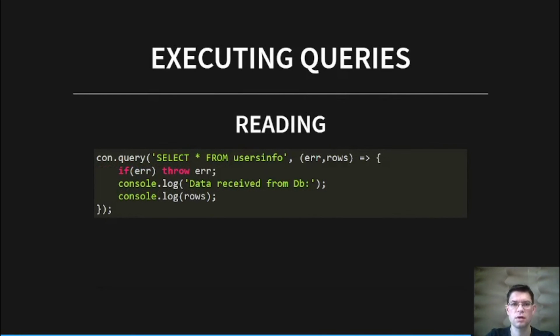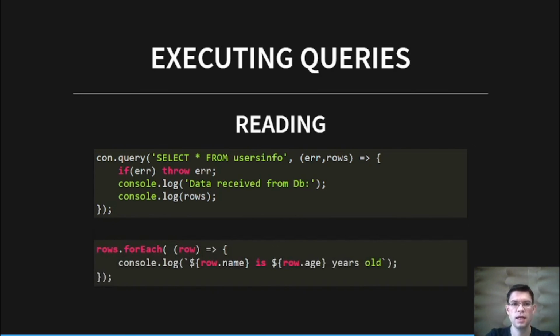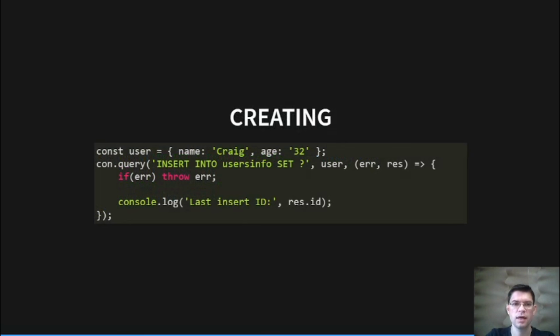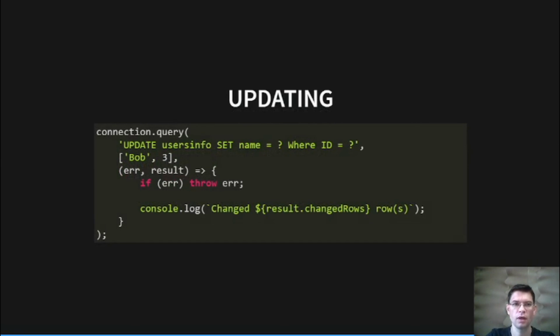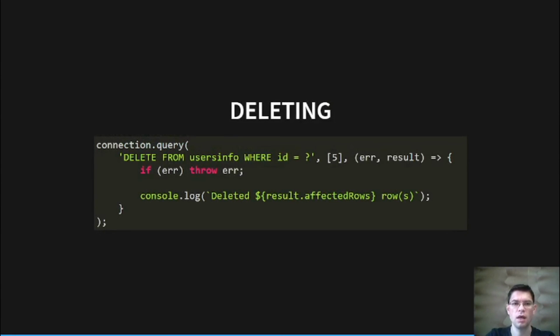This command retrieves data from the usersinfo table stored in the usersdb database. The data returned from a MySQL database can be parsed by simply iterating over the rows object in a loop. This query adds new information to the database. This is a data update query and a query to delete data.